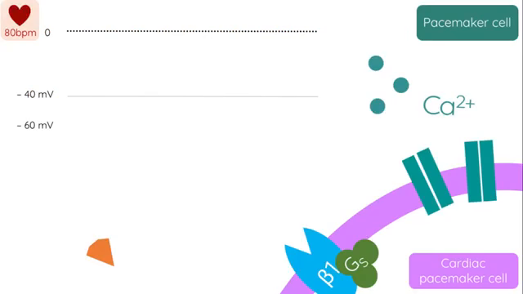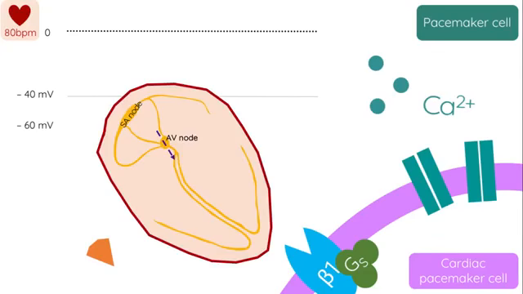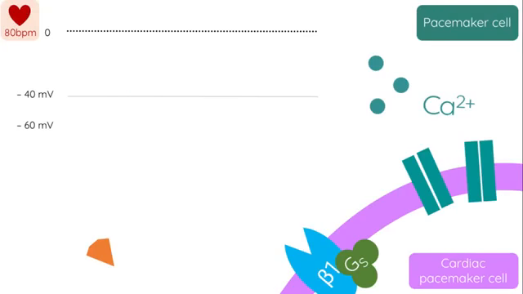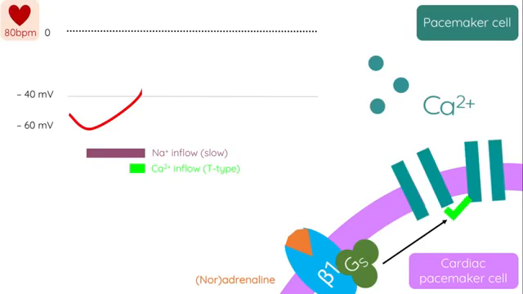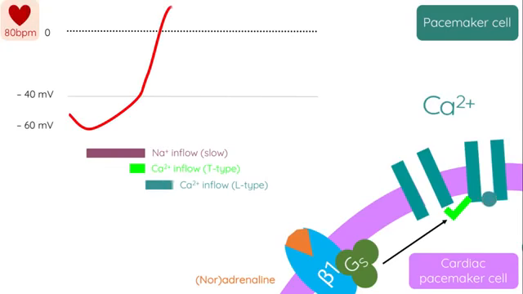The other type of cell found in the heart are the cardiac pacemaker cells, and these are found in the sinoatrial node and the atrioventricular node, and they are able to generate spontaneous action potentials themselves. They generate action potentials partly using calcium L-type channels. Beta 1 receptors found on these pacemaker cells, when activated by adrenaline or noradrenaline, increase the flow of calcium ions into these cells through the L-type channels. This enables quick generation of action potentials, which are conducted down into the ventricles, leading to a fast heart rate.